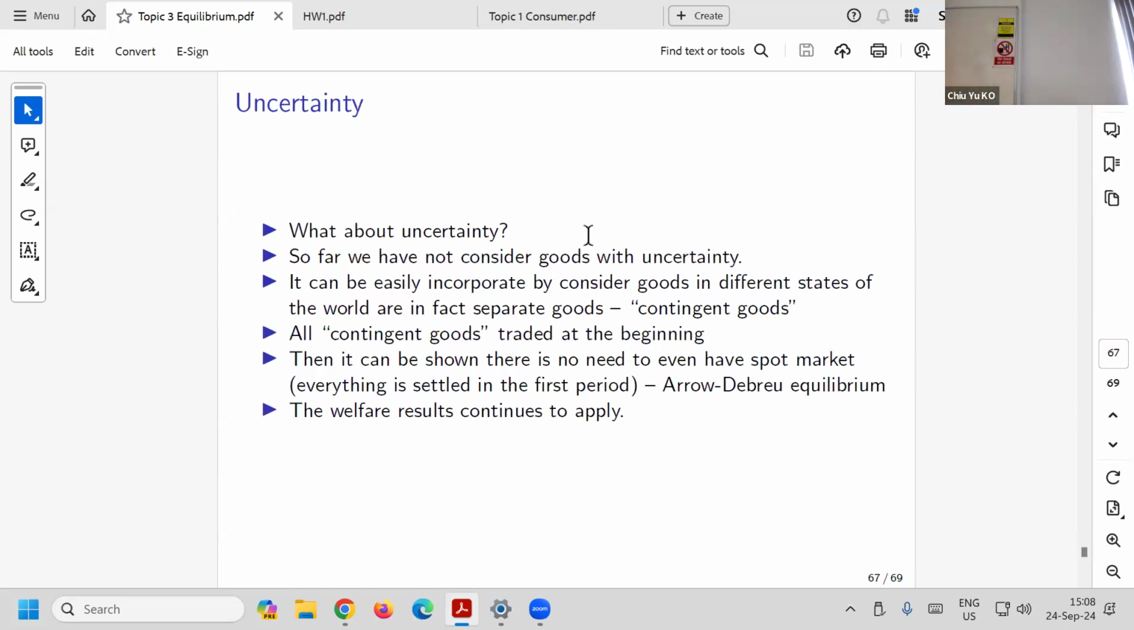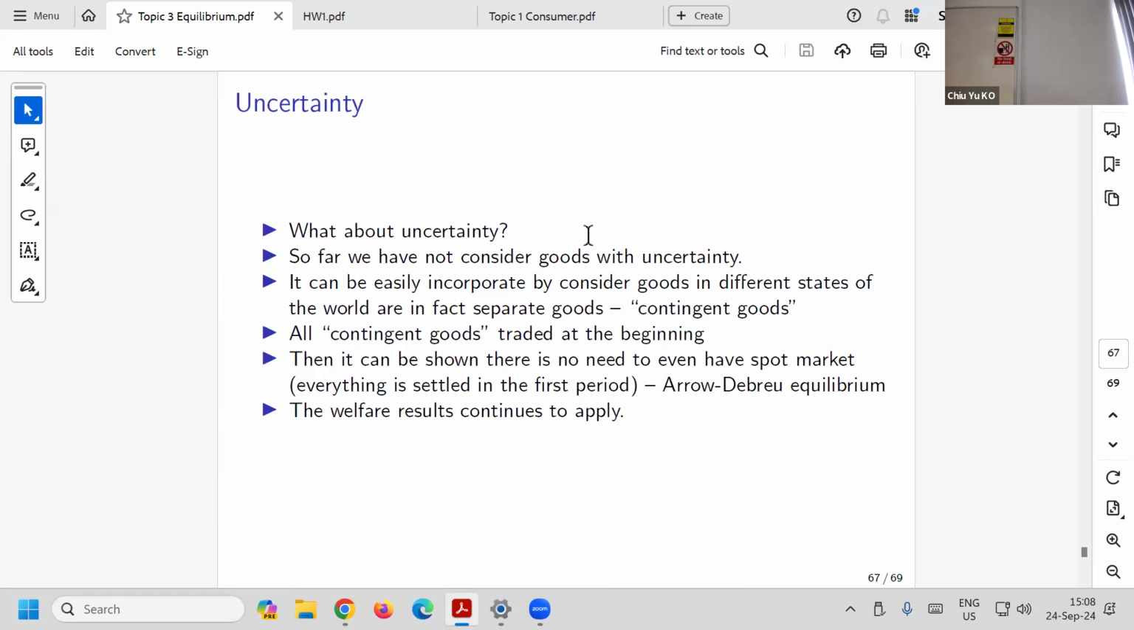And what about uncertainty? Well, quickly, that's what the finance people were actually doing, right? Because over time, you have uncertainty. How can we deal with that? Actually, we do it in the next class as well. What we do is invent what we call the contingent good. Instead of talking about uncertainty, we talk about states of the world.